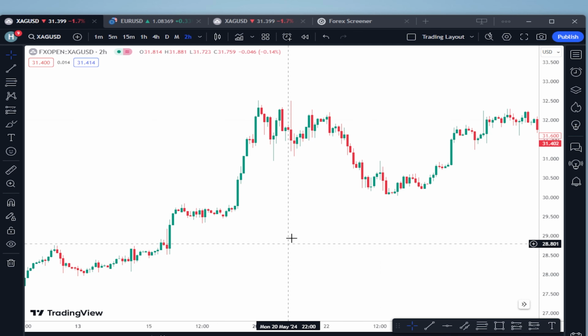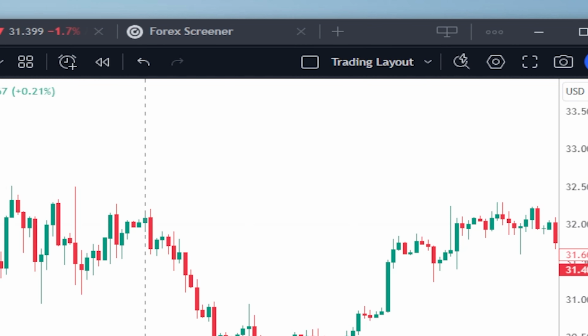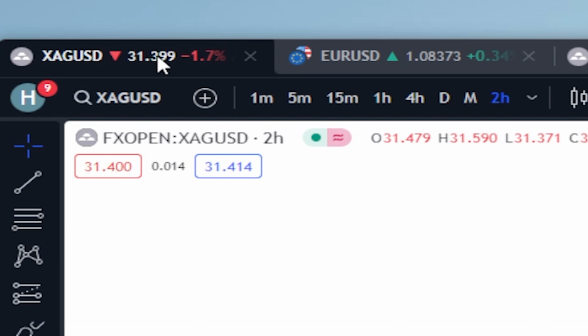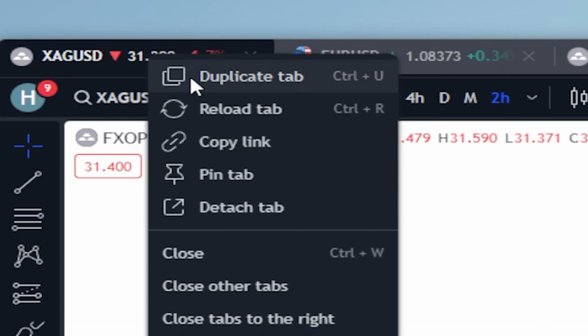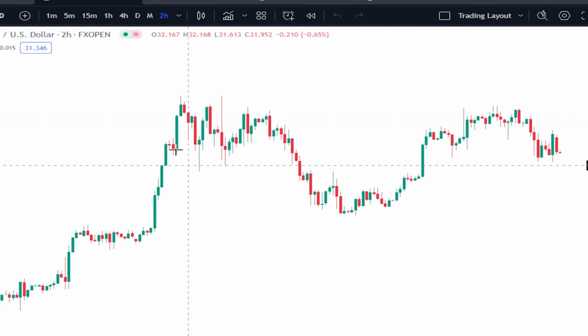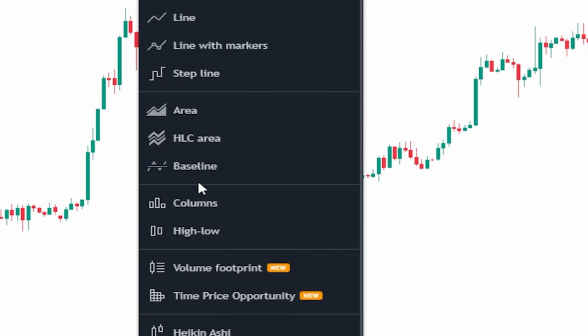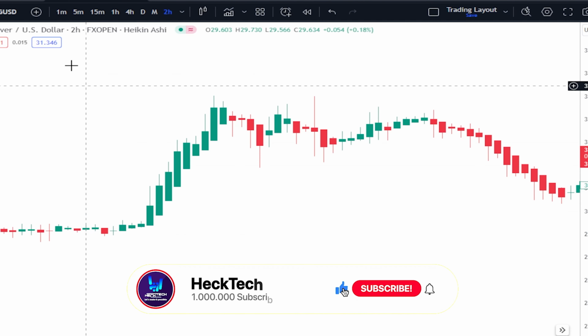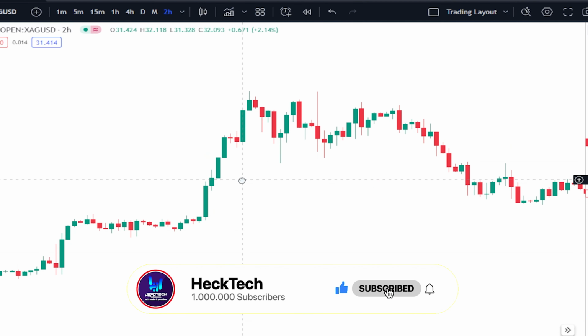To do this, just go to Trading View. If you have a current plan with Trading View, you will set the chart layout to double horizontal chart layout. But if you don't have one, then I'm going to show you a trick around it. First, right-click on the current pair you are trading and click Duplicate. On the second tab of that same pair, click on the Chart View button and change it to Heikin Ashi. Now we have the view of both the Heikin Ashi and the real price. Let's move on to the strategy.